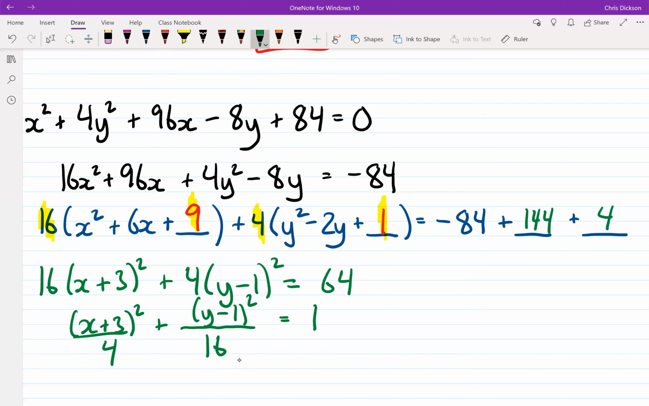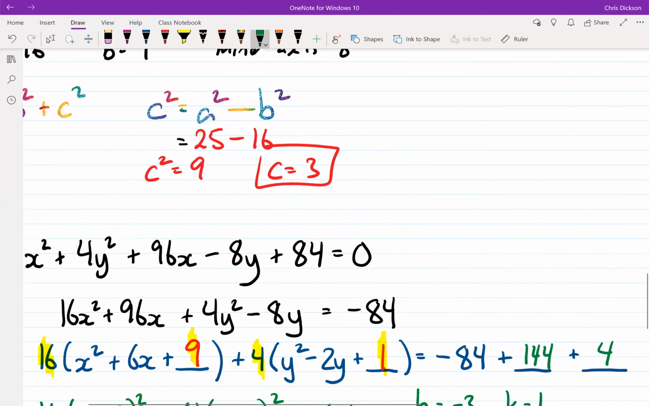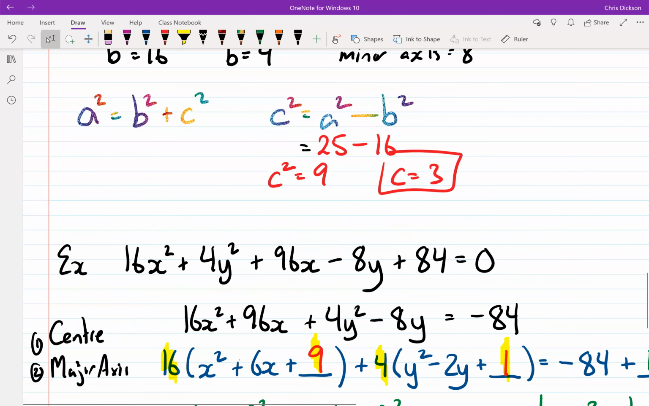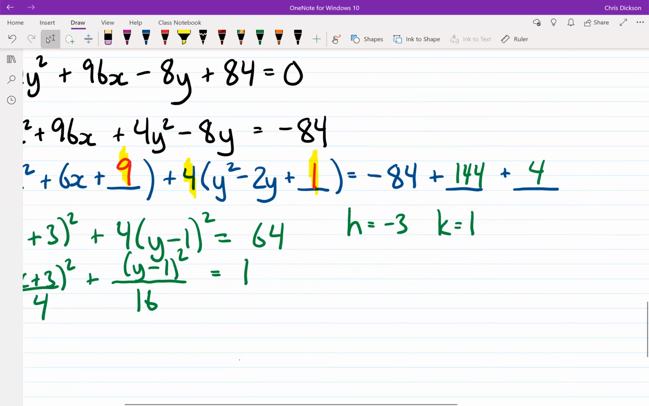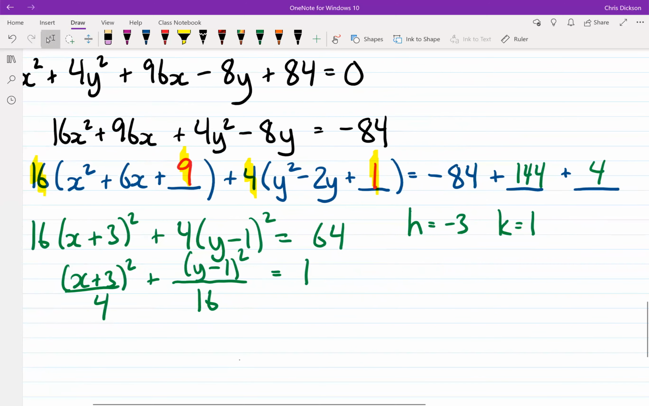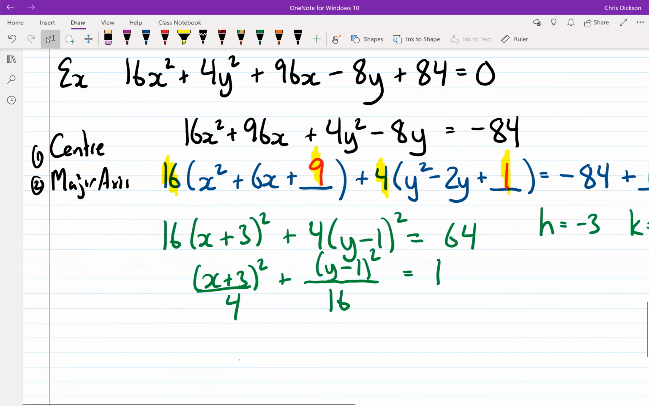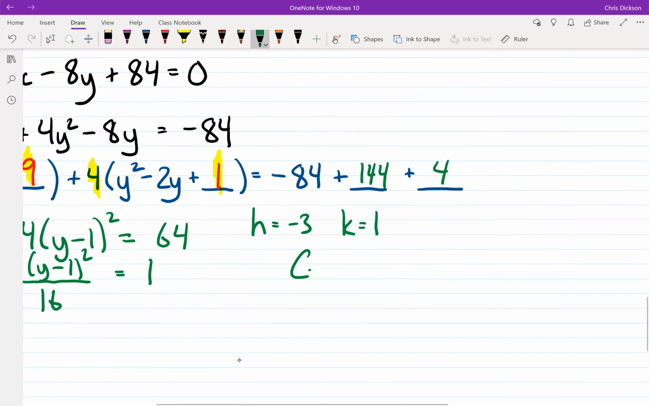So what do I know? Well, I know my h value is negative 3, and I know my k value is 1, so the vertex must be negative 3 and 1. Was that one of the questions we were asked? No, we were not asked that, okay? We're asked about the center. That's even easier. So the center here must be, oh, did I say that right? We are doing center, sorry. So the center here must be at negative 3, comma 1.